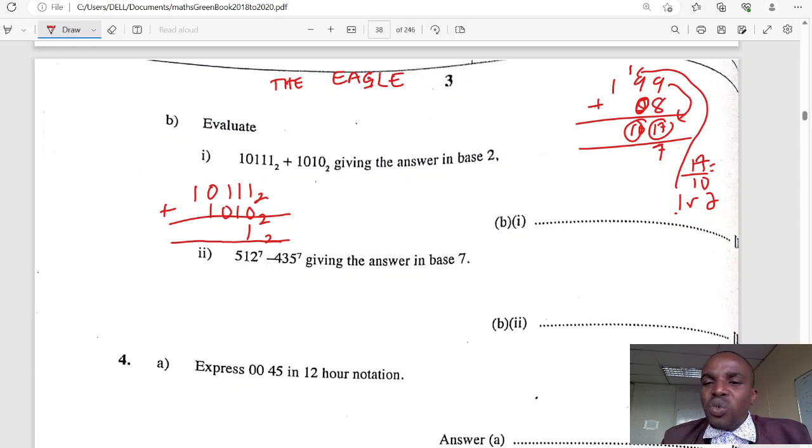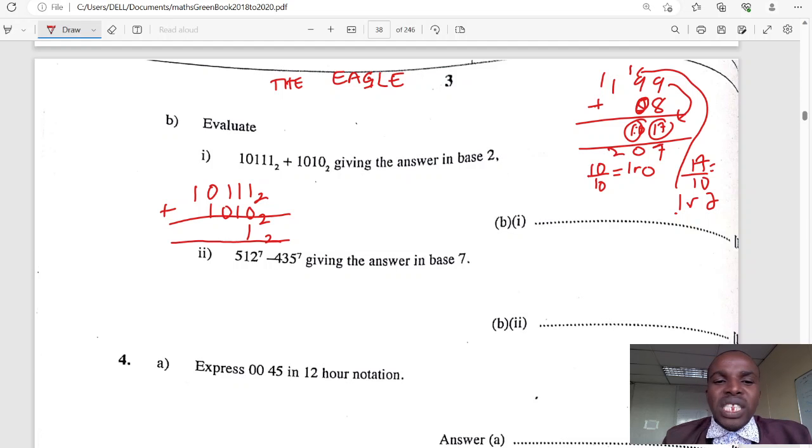Then you say 9 plus 1, 10. So it will be 10 here. You can't write 10 because it's equal to the base. So instead, you divide 10 by the base 10. Whenever a number is equal or more than the base, you divide by the base. So it will be 1 remainder 0. So you write 0 here. Then you carry 1. 1 plus 1 is 2. So 2 is less than 10. You just write 2 here.